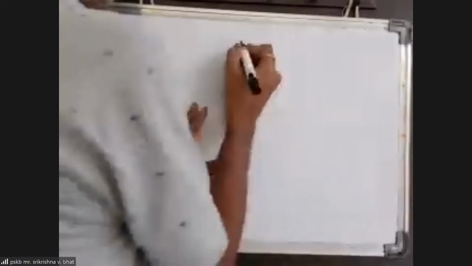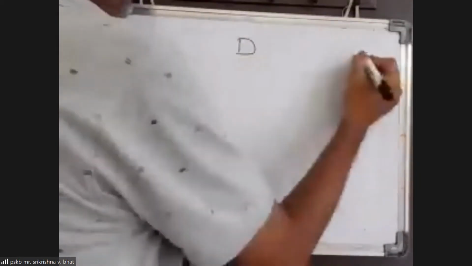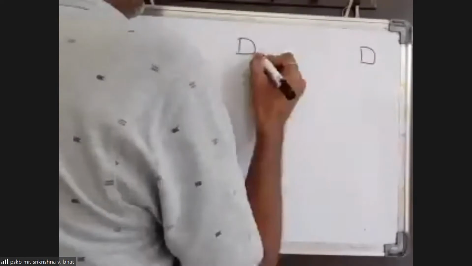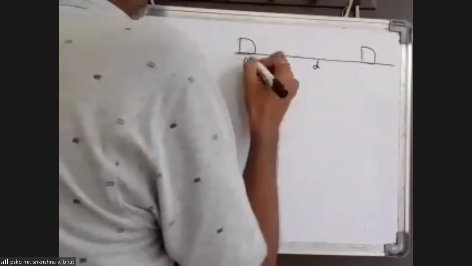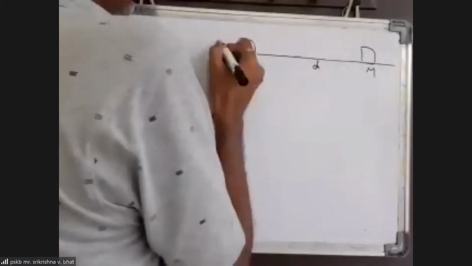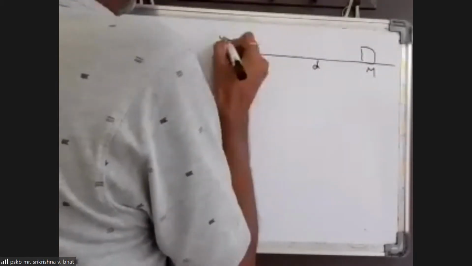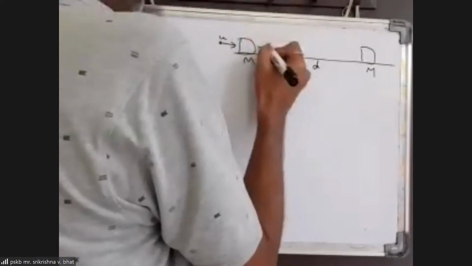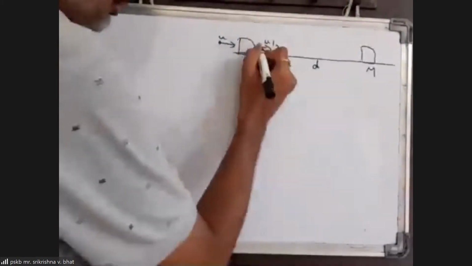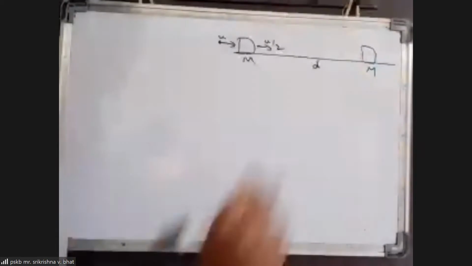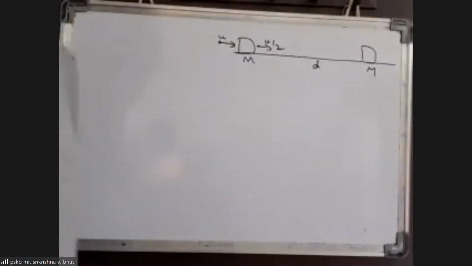So in the given question, we have two cubes. The separation between them is given to be d. The bullet strikes the first cube with a speed u, and it pierces through the cube and emerges out at the other end with the speed u by 2.